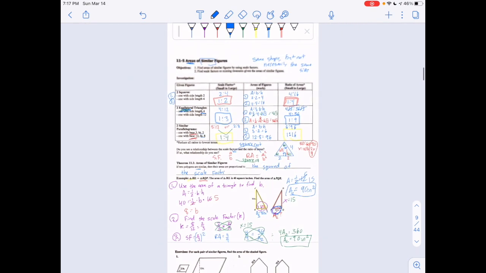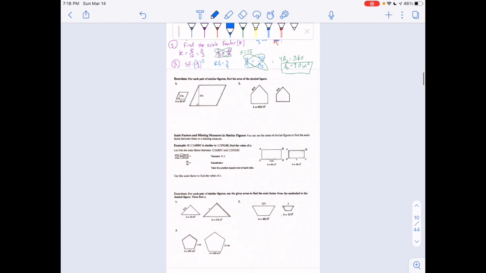So that's mainly the notes there. We're going to do some example problems for the second video, so please go to that link.